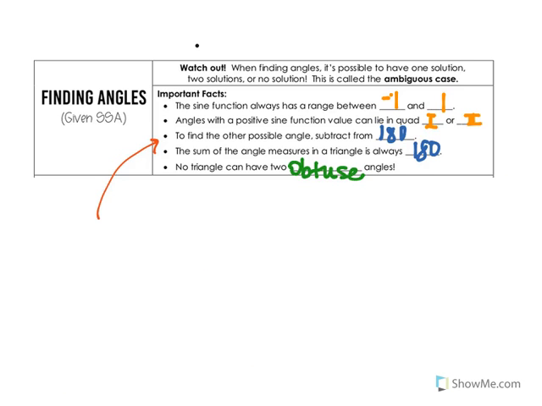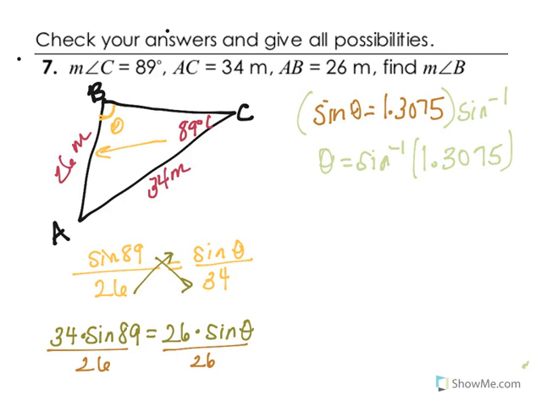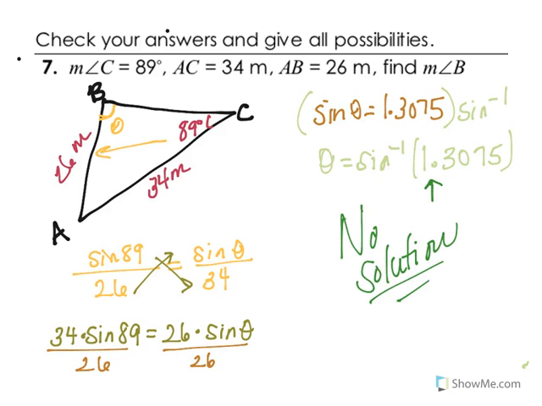On that first page, it said that the sine function always has a range between -1 and 1. So look at this number here. That is above 1. Okay? So this is going to be no solution. You can also put this into your calculator, and your calculator is going to tell you domain error. That's what your calculator is going to say, because this number is above 1, which is out of the range of a sine function.